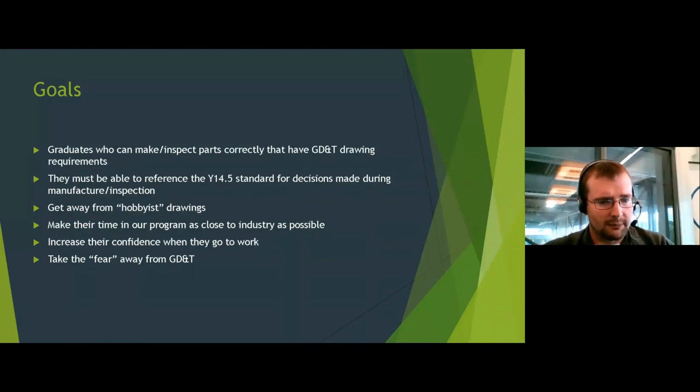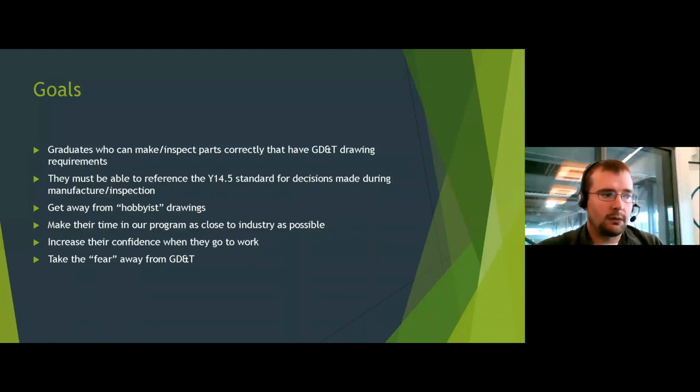We want to get away from the hobbyist drawings. If you look at any model building drawings, anything like that, they don't have tolerances, or they may say, this is a close fit. What does that mean? We want our drawings to be as industry standard as we possibly can. All right. We want to increase their confidence. We want to make sure they have the tools they need to understand these drawings, and that they look at the drawing and are not totally confused.